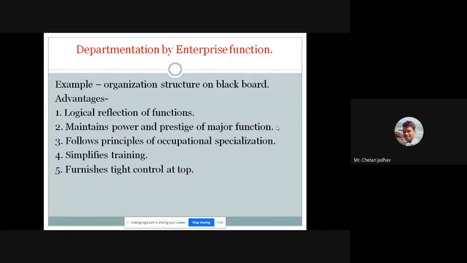First, logical reflection of functions. Whatever work is assigned from the top level manager, and again from the departmental manager, we can, as an organization owner, easily understand each and every departmental activity through this departmentation. Okay, so a small logic is applied here: if I want to do an analysis of different departments, as I am the owner of this organization, it will be easy for me to take a review and one logical reflection of all the functions at one single place. Okay. Then second, maintains power and prestige of the major function.